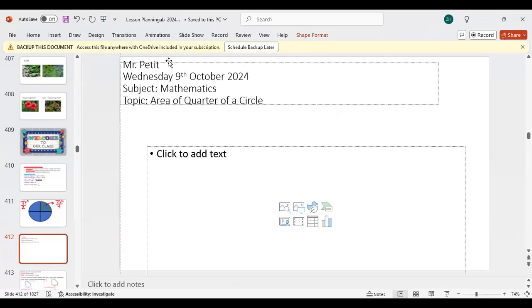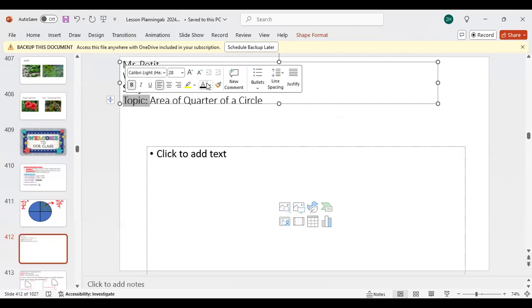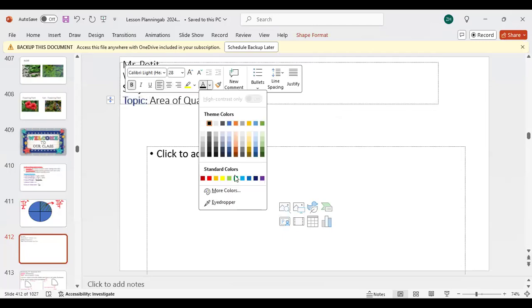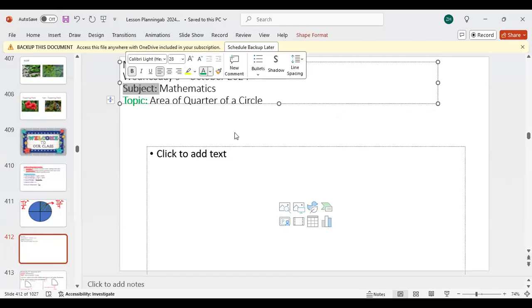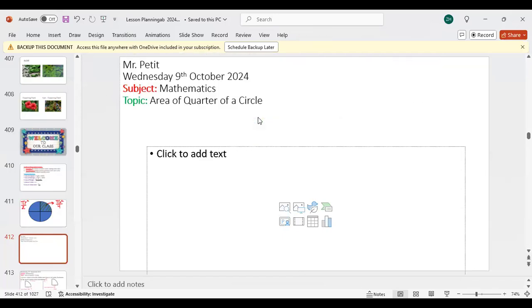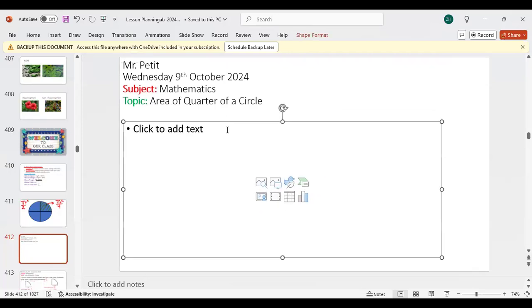We already know what a quarter of a circle looks like. We just talked about it. It's not half of a circle. It's like a pizza, right? One quarter. Very good. Sashnik, what is the topic for today? The area of a quarter of a circle.